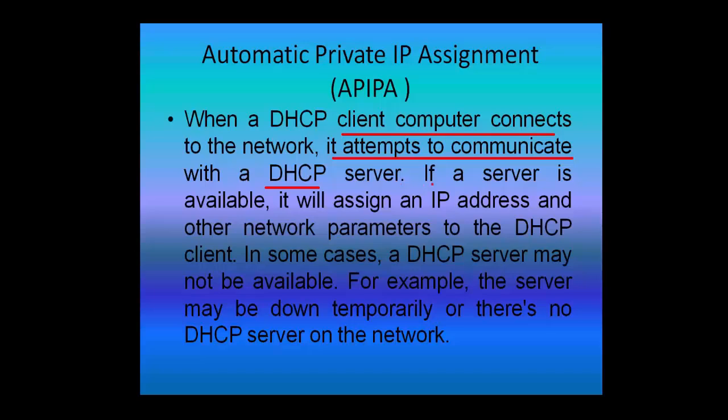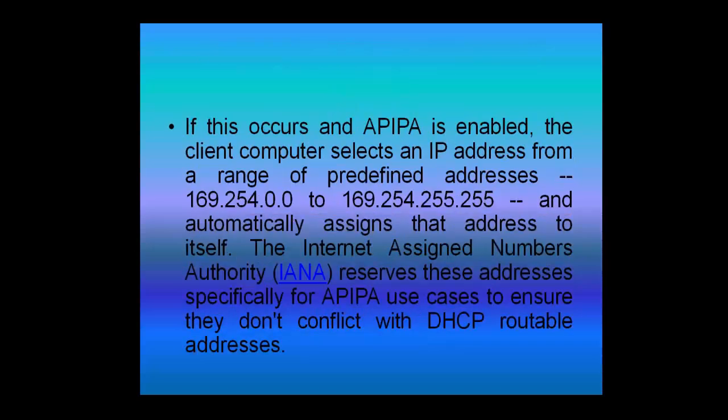If a server is available, then it will assign the IP address and other network parameters to the DHCP client. In some cases, a DHCP server may not be available, down temporarily, or there is no DHCP server. In that case, if this occurs, then APIPA is enabled. Automatic Private IP Assignment.